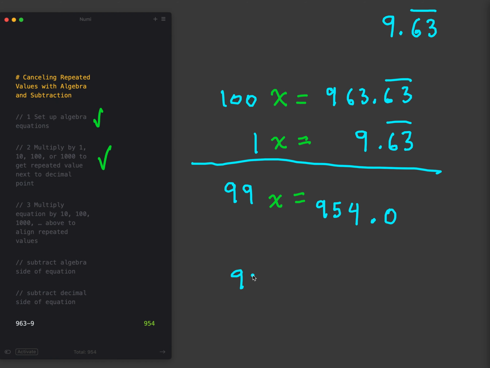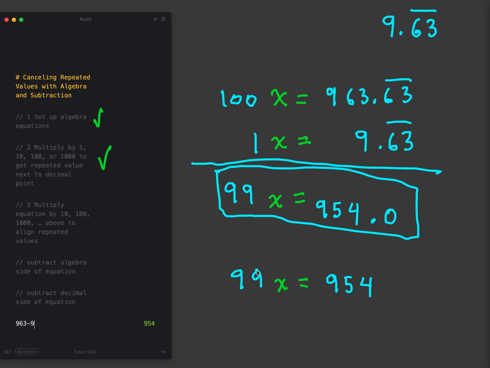You could, of course, simplify slightly if you like to, and write 99x equals 954. So both of these versions of the solution are acceptable. Either one you can put, and that's totally fine. Okay, that is it for this video, and so that's how we cancel repeated values with algebra and subtraction.